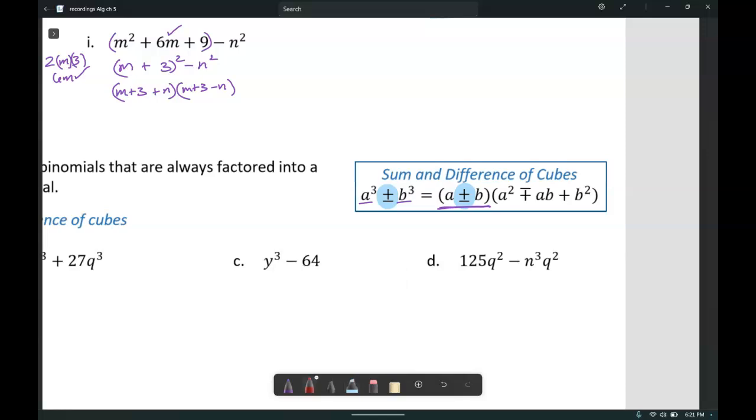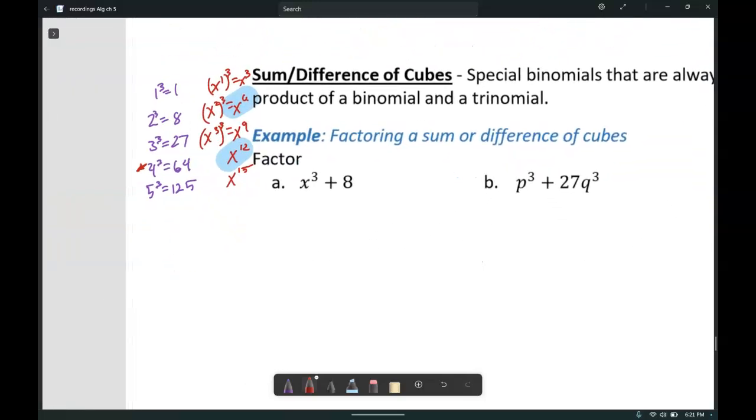Now with the trinomial, the first term is always the a quantity squared, the last term is always the b quantity squared, and the middle term is the product of the two. And then the signs are always going to be opposite for the second sign, and then the last sign is always plus. So let's take a look at a couple quick examples.